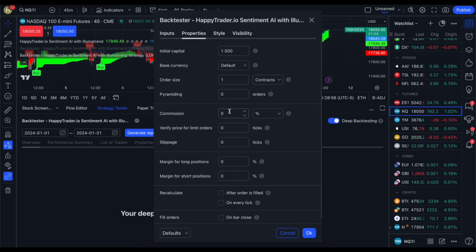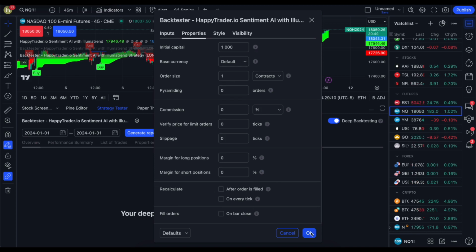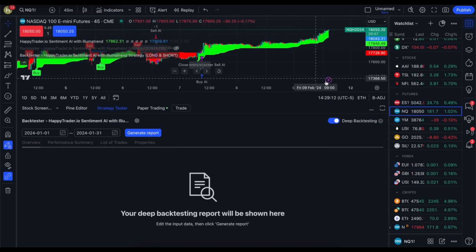Commission and slippage are going to be extremely unimportant for this test, but you can go ahead and calculate your own commissions in based on what you pay with your particular brokerage. So let's go ahead. Now that we have everything locked into the long and the short, we have it activated.